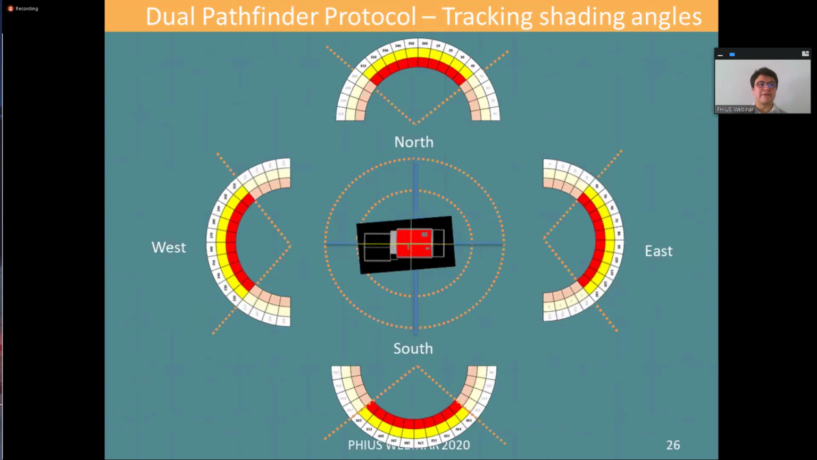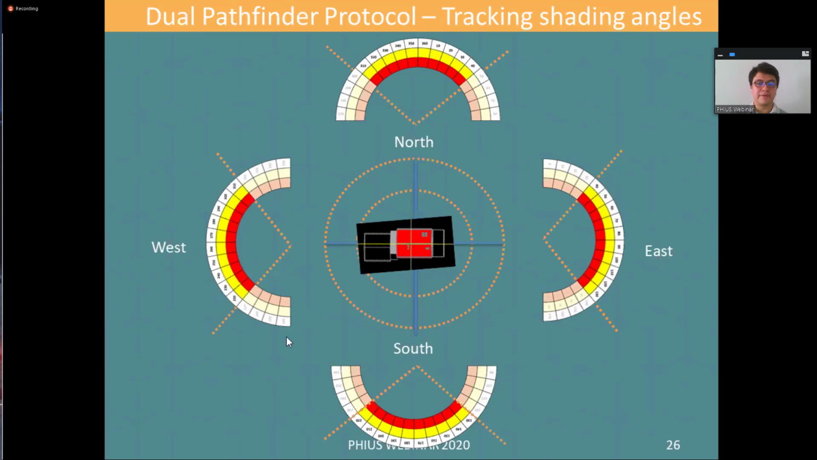To track shading angles, we now use the dual pathfinder protocol. This is an Excel spreadsheet that contains information for summer and for winter shading. For each direction, we track angles in a similar way.